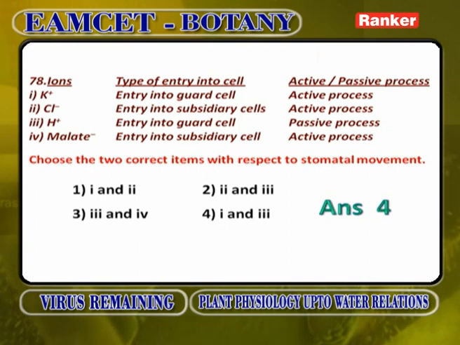K plus ions, entry into the guard cells, active. Cl minus, entry into the subsidiary cells, active wrong. H plus, entry into the guard cells, passive method is correct, and entry into the subsidiary cells, malate ions, active process is wrong.